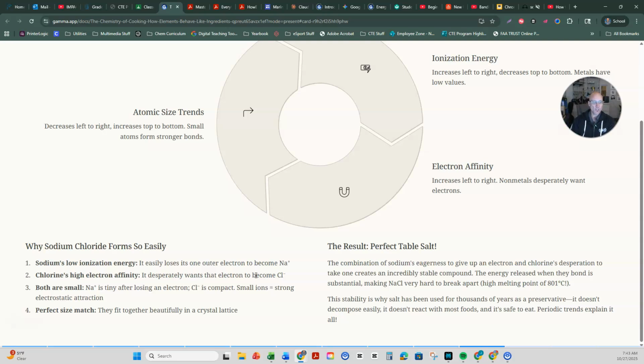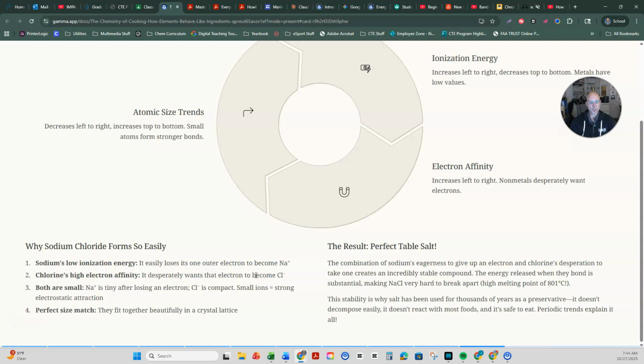So both are small. Na+ is tiny after losing an electron. Cl- is compact, so small ions equal strong electrostatic attraction. And so the perfect size match. They fit together beautifully in a crystal lattice. So the result is perfect table salt.